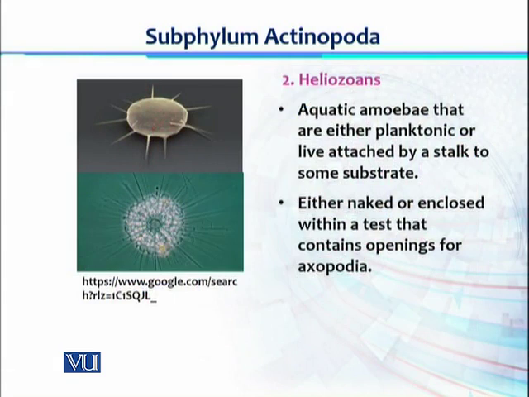The next class of this subphylum Actinopoda is heliozoans. Heliozoans are aquatic amoebae, and they either float in a planktonic form, or they attach themselves to a substrate with the help of their pseudopodia or any cytoplasmic extension, which works like a stalk. They could be naked without any shell, or there are representatives which might have shells or tests, and these tests or shells have openings for exopodia.